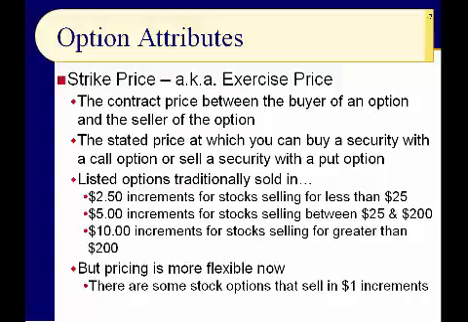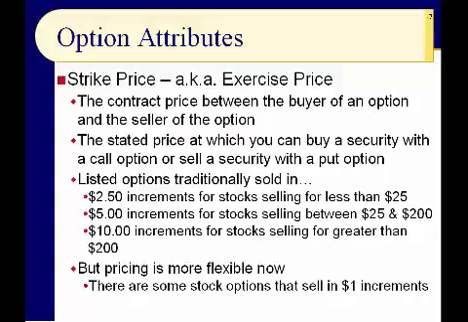It's the stated price at which you can buy the security if you bought the call option, or sell the security if you bought the put option. And remember, if you were the seller of the option, the other side of the contract, the writer, the maker, then you're the one who has to oblige if the option buyer decides to exercise the option.